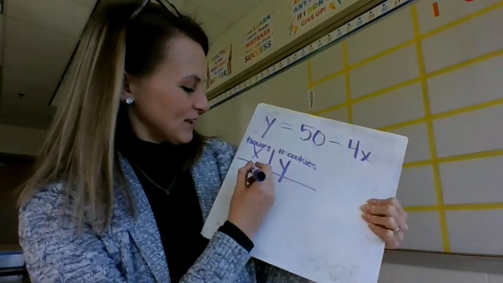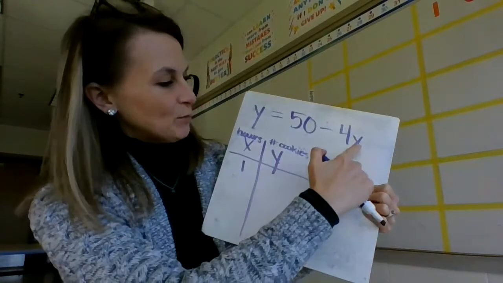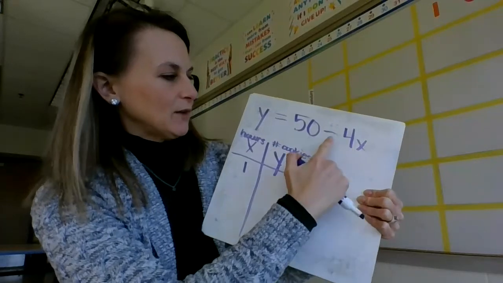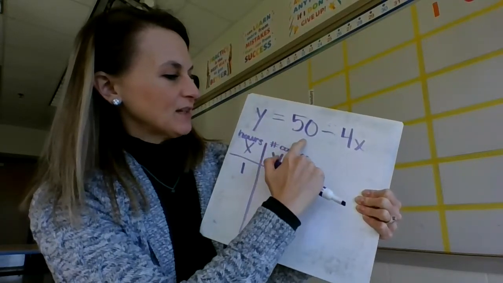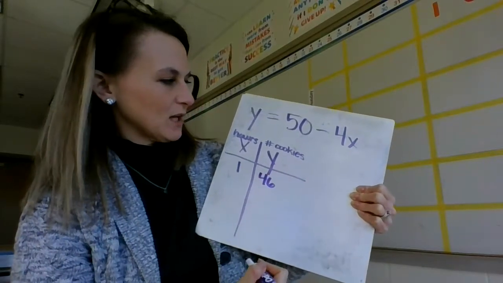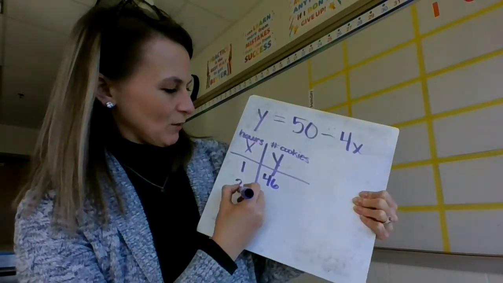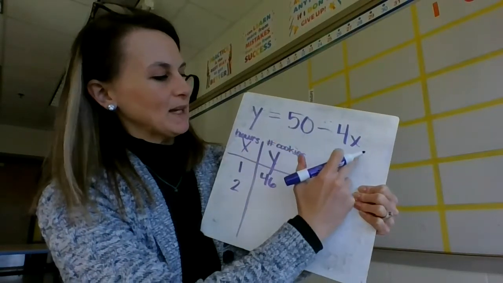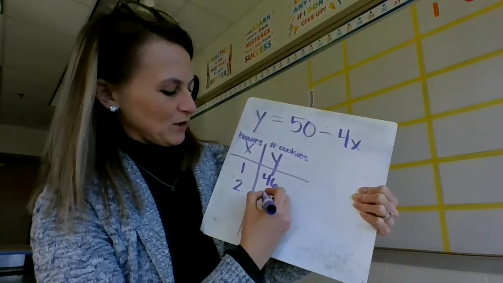Okay, so let's say we've just given her 1 hour. So if you plug in 1 for x, 1 hour, 1 times 4 is 4. So after 1 hour, you'd take 50 minus 4. She's down to 46 cookies. Okay, now after 2 hours, you'd say 4 times 2 is 8. 50 minus 8 is 42 cookies.